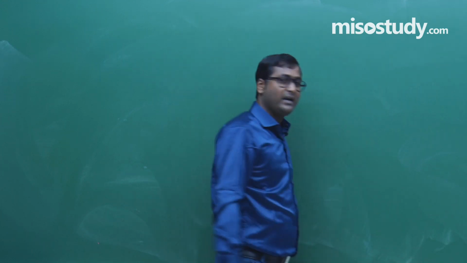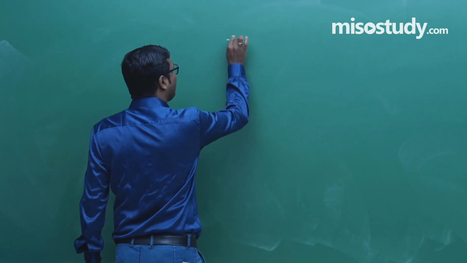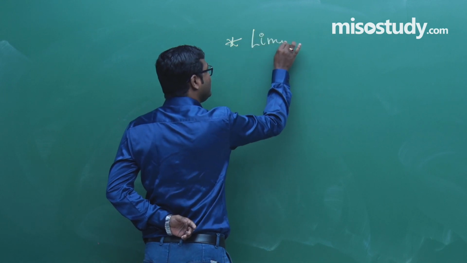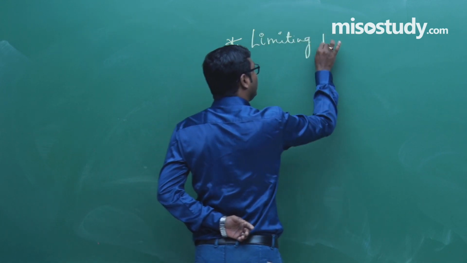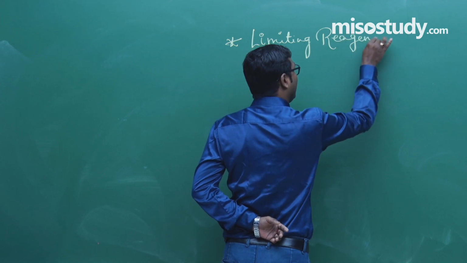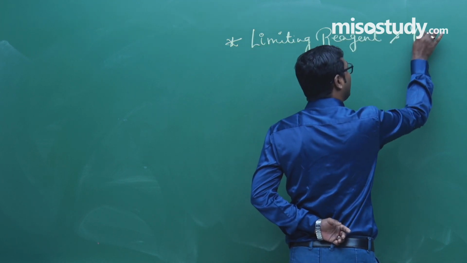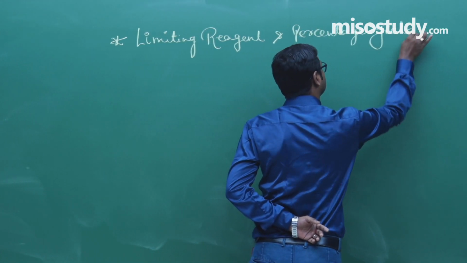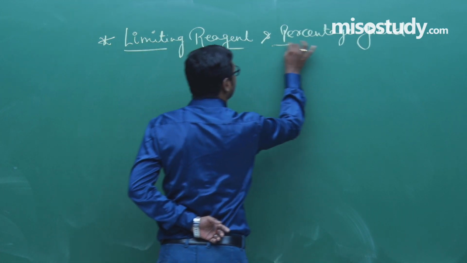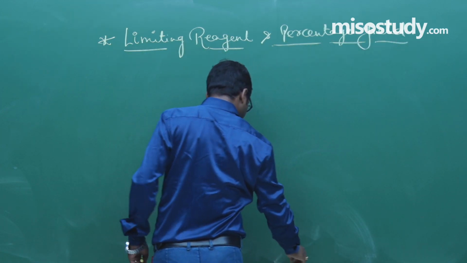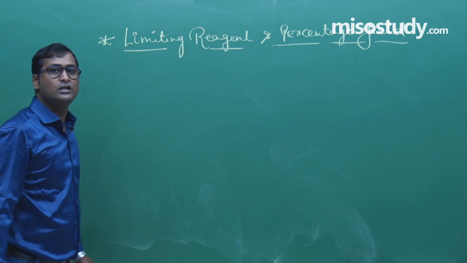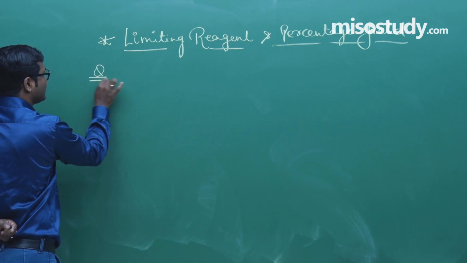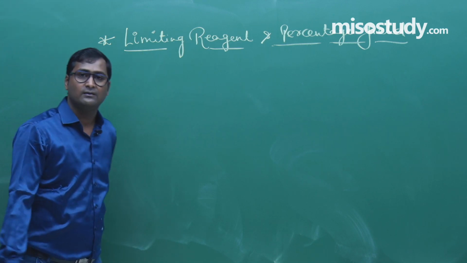Now, the next confusing topic is how to find the limiting reagent and percentage yield. Clear to you? Now, what is limiting reagent? We know it is the reagent which is consumed completely in a reaction. Now I am taking an example, by which you can easily understand how to find the limiting reagent.